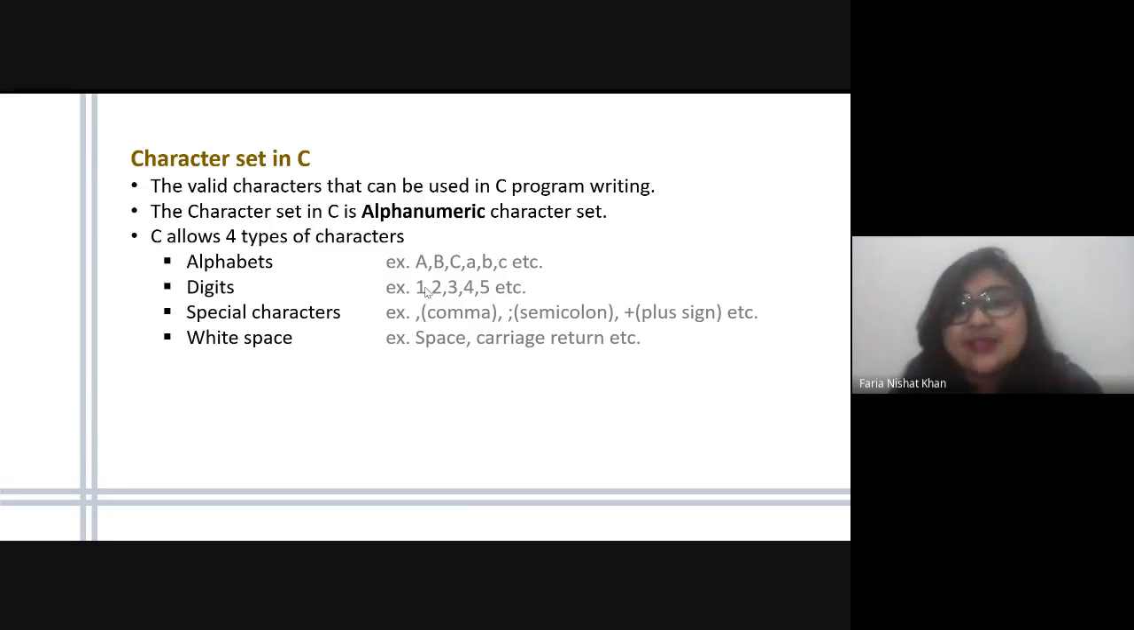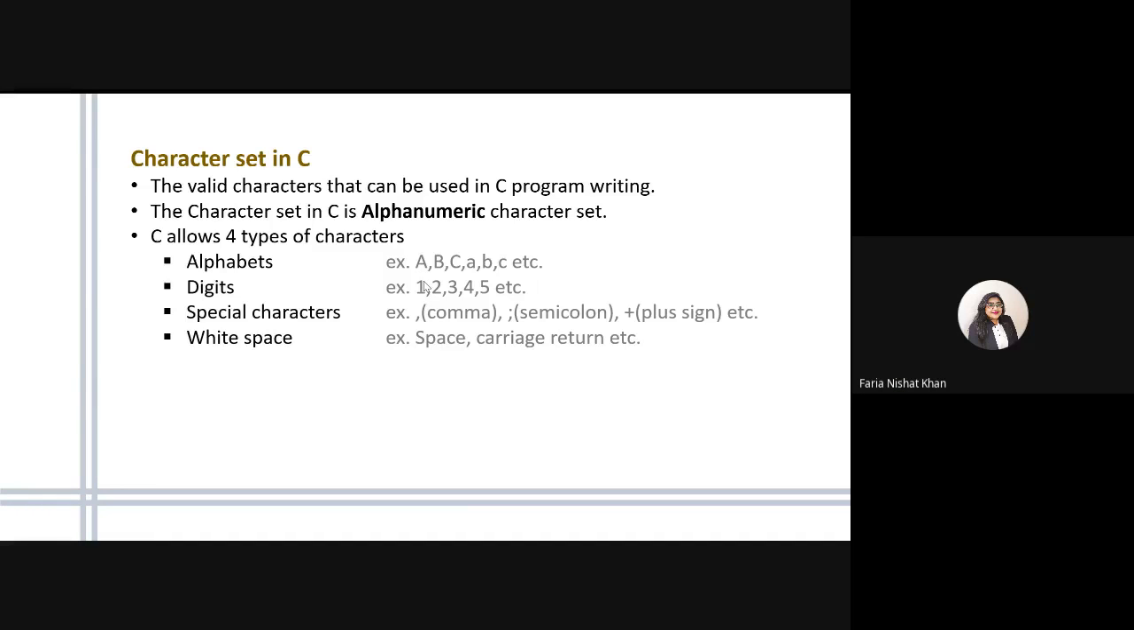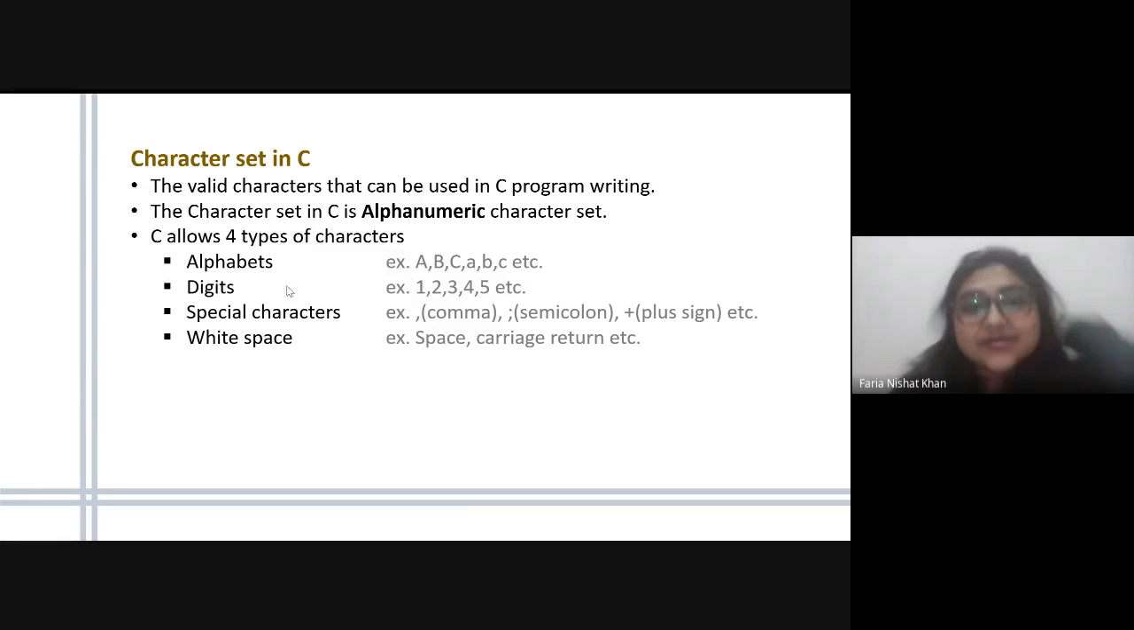99 is when you position two nines together in sequence. So when it is allowed that you can write 0 to 9, that means you can also write 99 or any number in between. Okay, then special characters are also allowed, like comma, semicolon, plus sign, etc. Like any special characters such as dollar sign or asterisk, everything is allowed. All special characters are allowed.